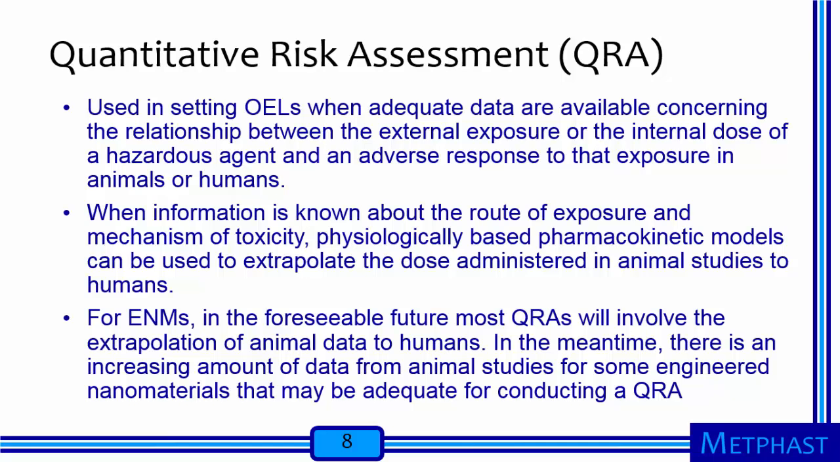While ultimately epidemiologic studies are most useful, it is not likely that they will be available for some time for many nanomaterials. When information is known about the route of exposure and mechanism of toxicity, physiologically based pharmacokinetic models can be used to extrapolate the dose administered in animal studies to humans. For engineered nanomaterials, in the foreseeable future, most QRAs will involve the extrapolation of animal data to humans. In the meantime, there is an increasing amount of data from animal studies for some engineered nanomaterials that may be adequate for conducting a quantitative risk assessment.